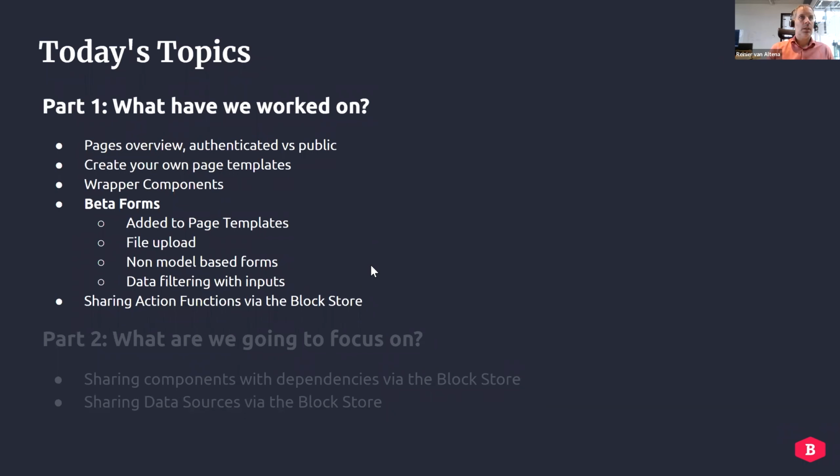So today's topics, the first part is about what we've worked on. So the things that are probably right now on production already, or almost on production. So one of those things is the pages overview, where we will demo authenticated versus public pages. We'll show you how you can create your own page templates in the platform. We'll show you the wrapper components that we've released. We'll talk about the beta forms, and we'll talk about sharing action functions through the block store.